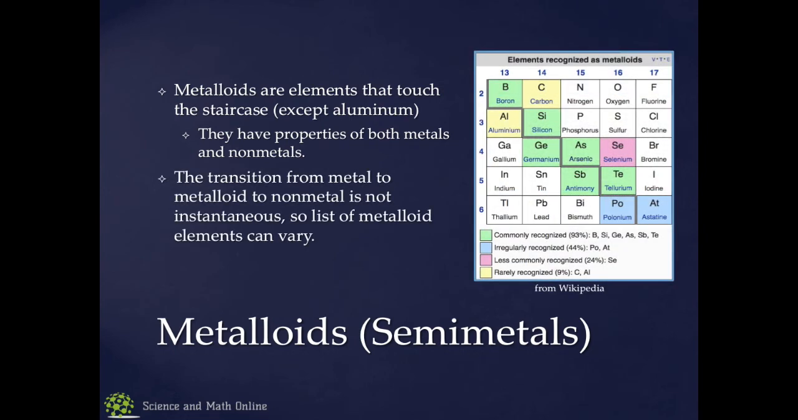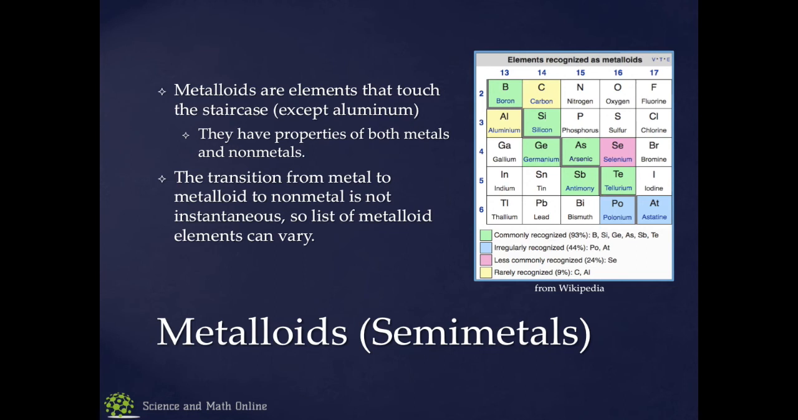Like if you can find silicon, silicon has shine to it, but if you hit it with a hammer, it's brittle. It's going to break. And it's also a semiconductor, meaning it conducts electricity under some circumstances, but not others. It's not always a good conductor. So this transition from metals to non-metals is not really all that instantaneous. And so the list of metalloids can vary. As you can see here, the green ones, which are the ones I included on the list I gave you, are the most commonly accepted, 93% of the time.